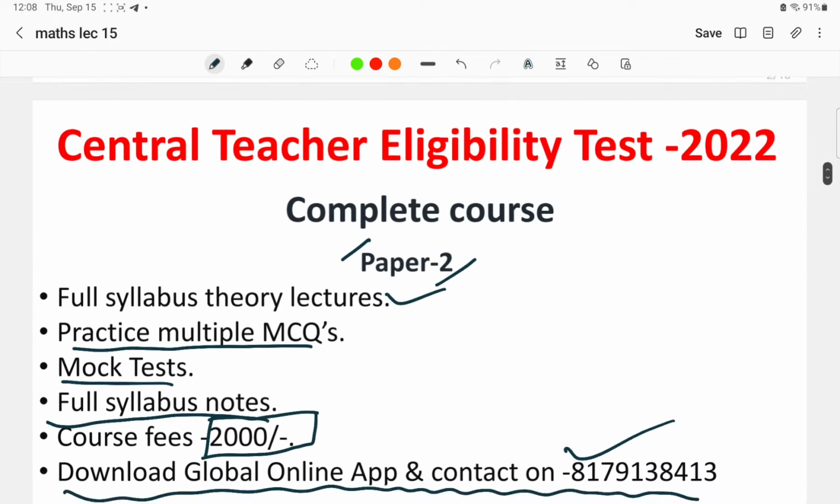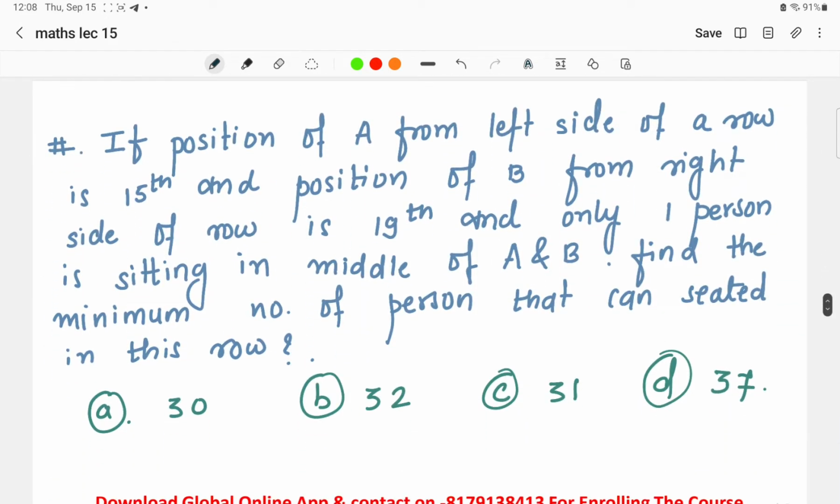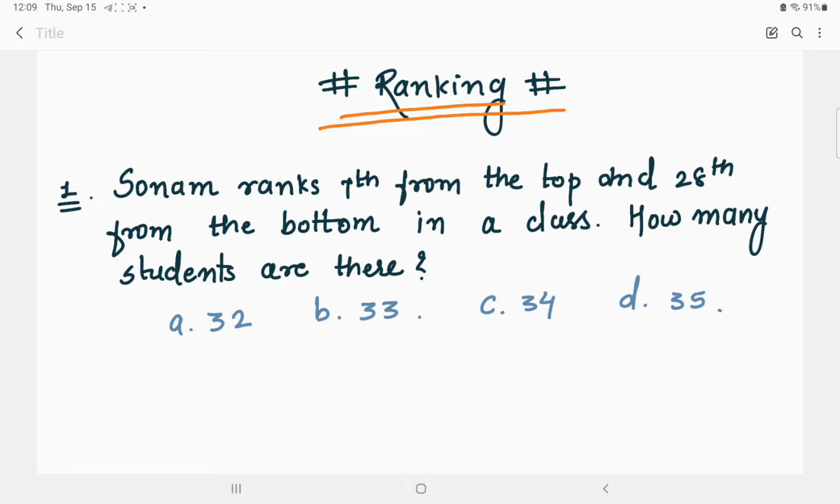Okay, so moving on to today's lecture, we'll be discussing the topic called ranking. In this topic, we will discuss a few questions, that is, what kind of questions can be asked in your examination. So the very first question is: Sonam ranks 7th from the top and 28th from the bottom in a class. How many students are there in the class?